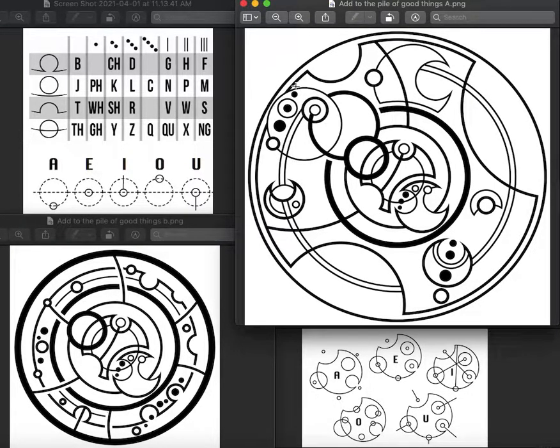So anyway, I hope you like them both. I like them quite a lot. This would be good for a bigger one. This would be good for a smaller one.